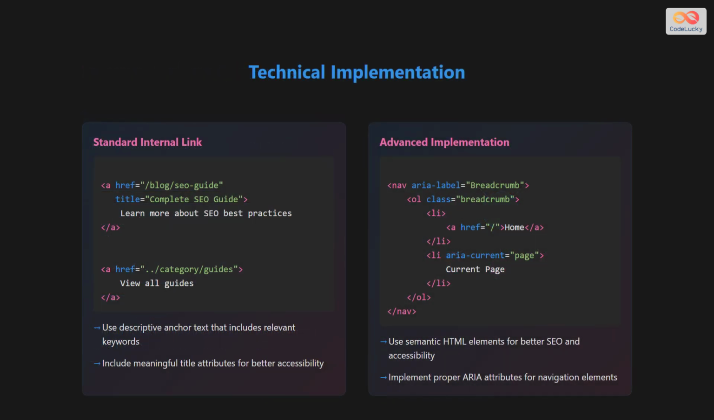Let's look at the technical implementation of internal links. Here is the standard way to implement an internal link using HTML code, with the a tag and the href attribute to define the link. Always use descriptive anchor text that includes relevant keywords. Also, include meaningful title attributes for better accessibility. For more advanced implementation, you can use breadcrumb navigation. This uses semantic HTML elements for better search engine optimization and accessibility, and also implement proper ARIA attributes for navigation elements.